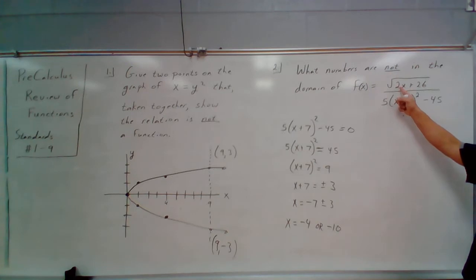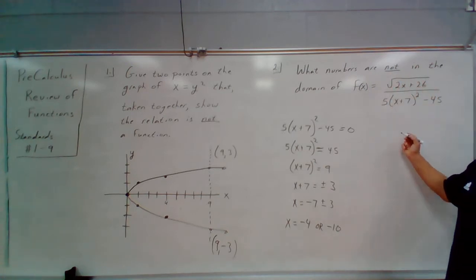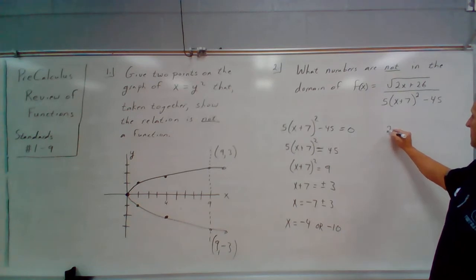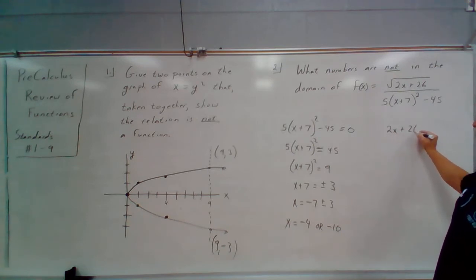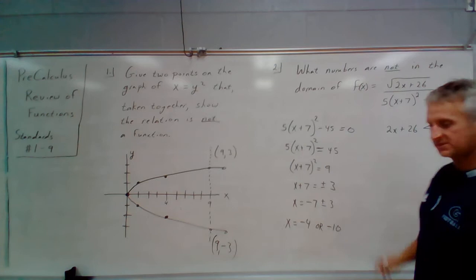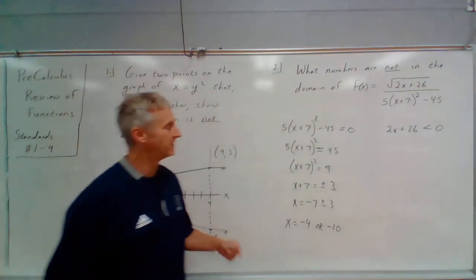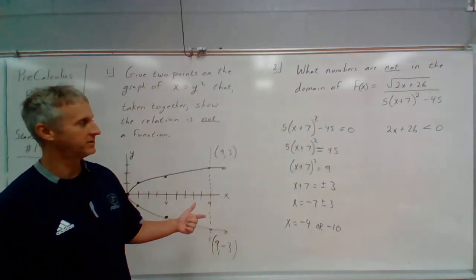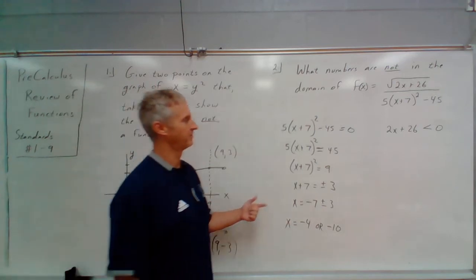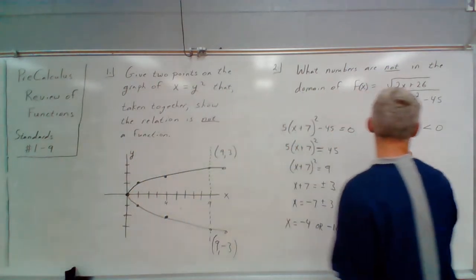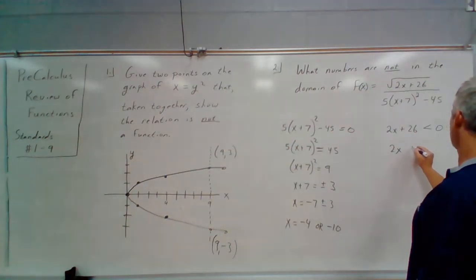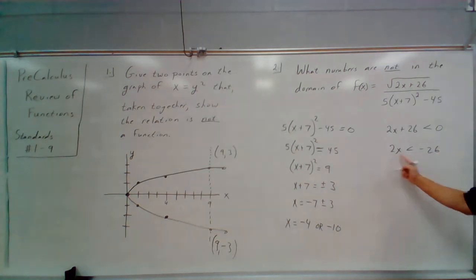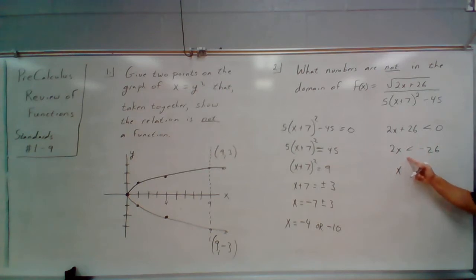All right. We're not allowed to have negative numbers underneath the square root. So I would also like to know, when is 2x plus 26 less than 0? Any number that satisfies that inequality is not in the domain. So I'm going to subtract 26 from both sides. Divide both sides by 2. I'm dividing by a positive number, so I do not have to change the way that inequality points.